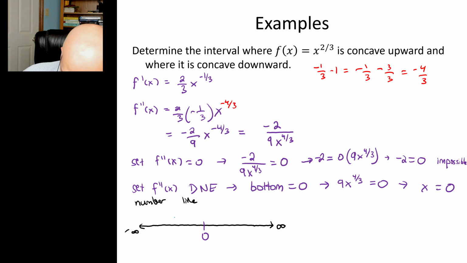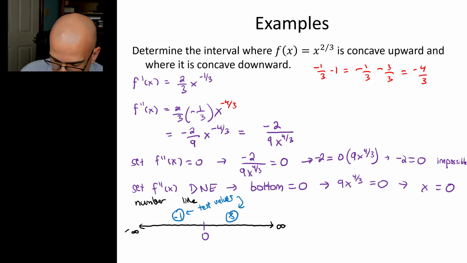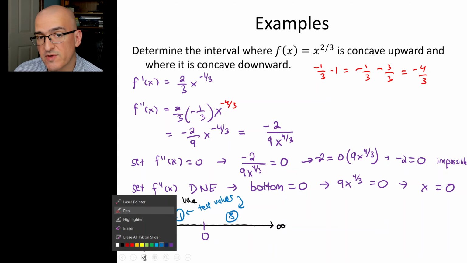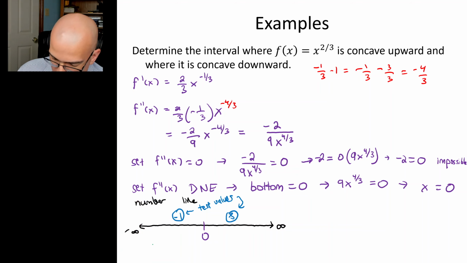So I'm going to pick negative 1 on this side as my test value. And I'm going to pick 8 on the other side as my test value. So these are my test values. Arbitrary, but there are good choices and bad choices, even though it's arbitrary. Okay, next we are going to plug these test values into the second derivative.